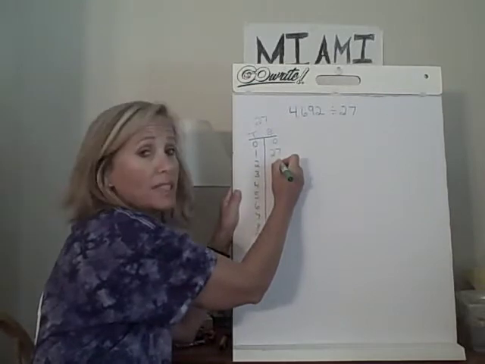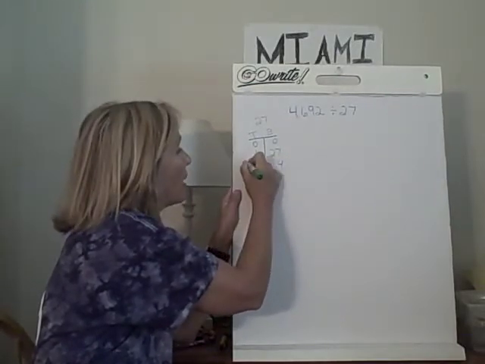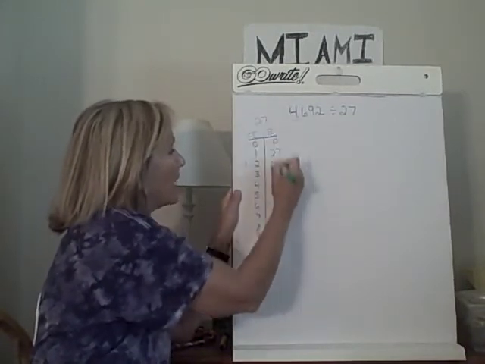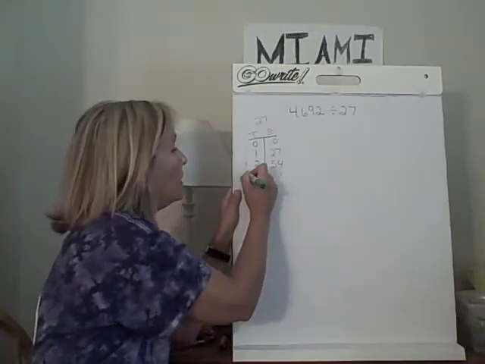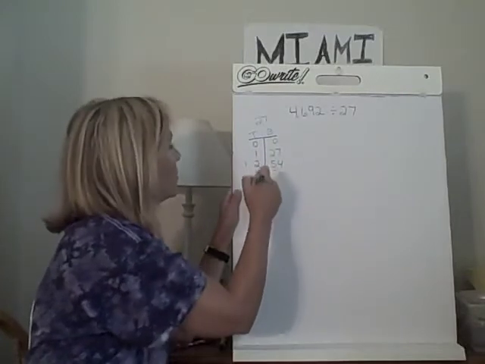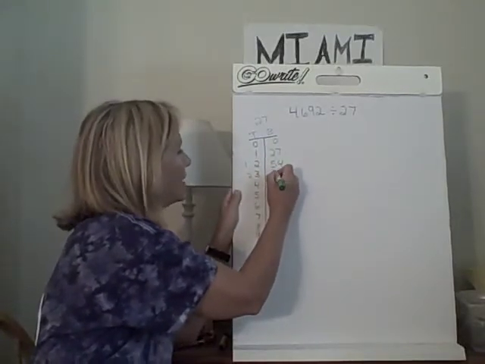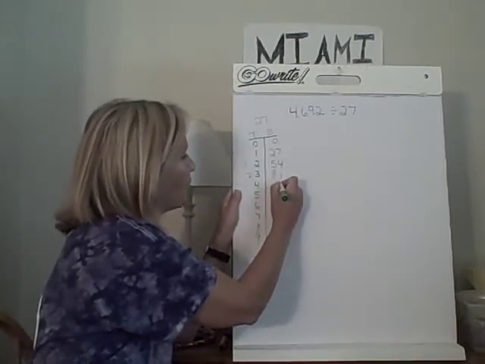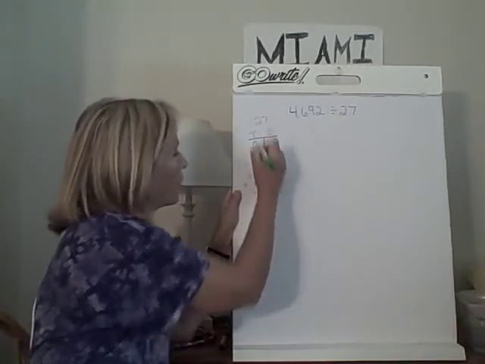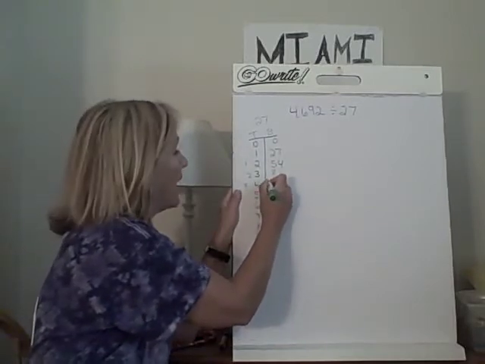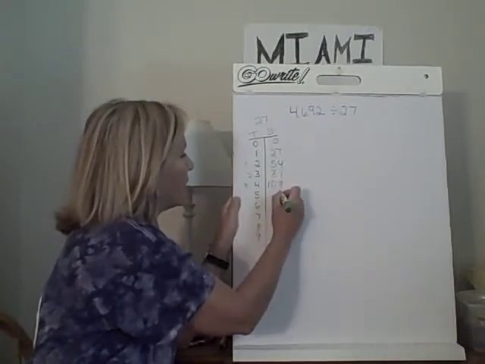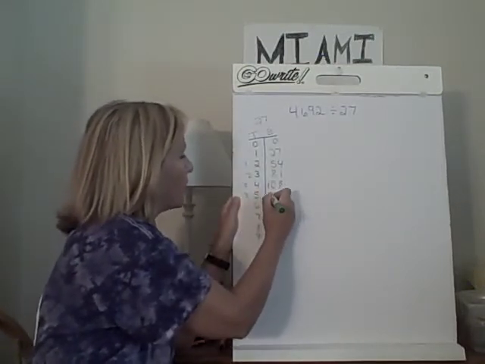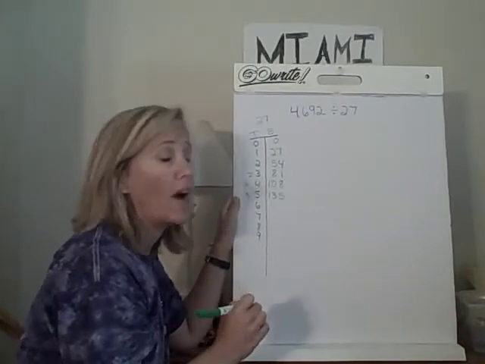2 times 7 is 14. So I'm going to put the 4 here, carry the 1. 2 times 2 is 4, plus 1 is 5. 3 times 7 is 21. I'm going to put the 1, carry the 2. 3 times 2 is 6, plus 2 is 8. Can you hear my dog barking? Annoying, isn't she? 4 times 7 is 28. Carry the 2. 4 times 2 is 8, plus 2 is 10. 5 times 7 is 35. Carry my 3. 5 times 2 is 10, plus 3 is 13, for 135.